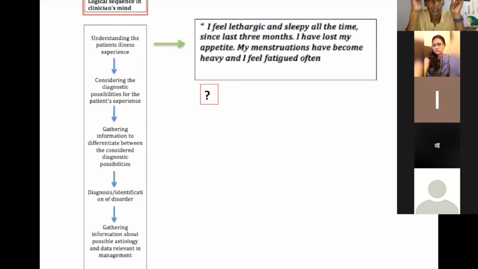Now, this is what you get here. Now, we try to understand the illness experience, and after these few questions, you get a description like this: feeling lethargic and sleepy all the time for 3 months, lost appetite, and have got heavy menstrual bleedings and feeling fatigued. Now you consider, that's what we do. We think of possibilities for this clinical picture. This may not be the complete clinical picture, but we have an outline now.